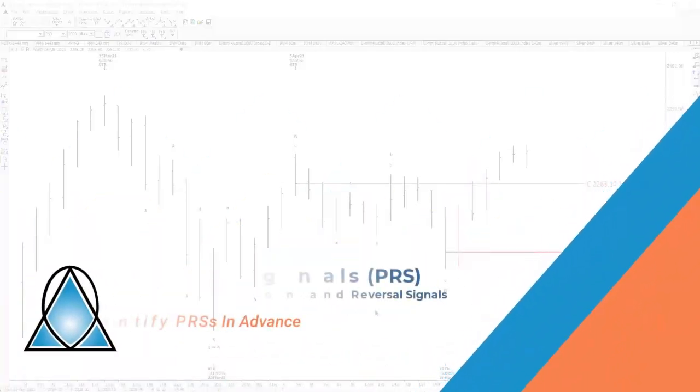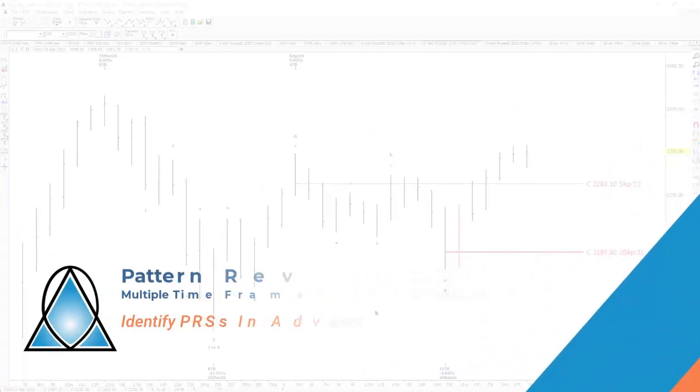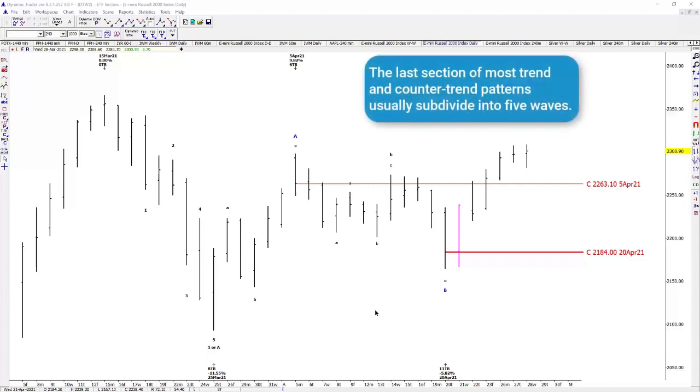When we're looking to identify a pattern reversal signal, we're looking for an early entry or an early signal that the last section of some wave structure could be complete. In a lot of cases, we're looking at the last section should break down or subdivide into 5 sections. So we're looking to see when the wave 5 of that last section is complete, whether it's a wave 5 of a higher degree or a wave C, or the last section in a complex correction or whatever. Well, let's take a look at a couple more examples.